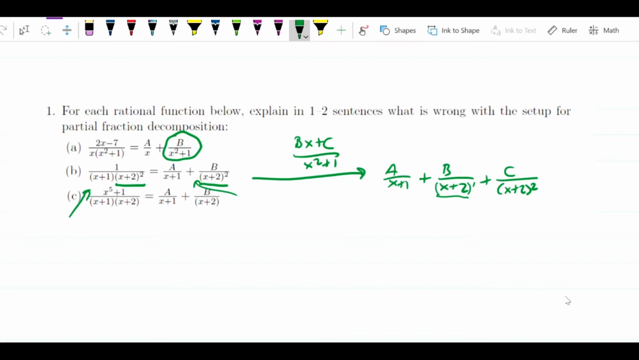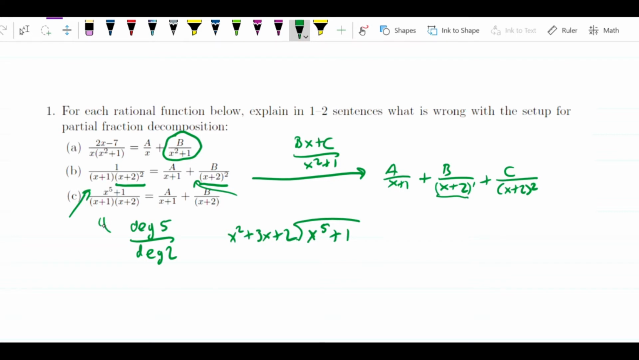So in part C, the problem is that the rule is that the degree of the numerator has to be less than the degree of the denominator. And what we can see here is that we have degree 5 on top, and on the bottom, once we multiply everything out, we have degree 2. So although this a over x plus 1 plus b over x plus 2 may eventually end up being correct for whatever we get after we perform long division, what you would have to do is multiply out the denominator and then divide x to the 5th plus 1 by x squared plus 3x plus 2. That's when you multiply out the denominator, that's what you get.